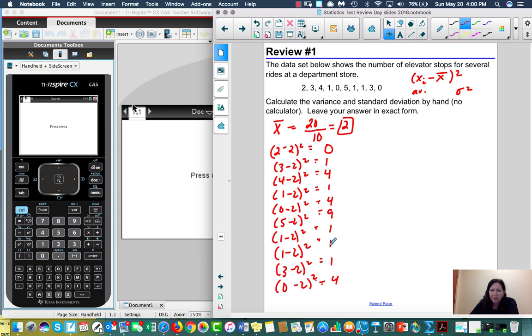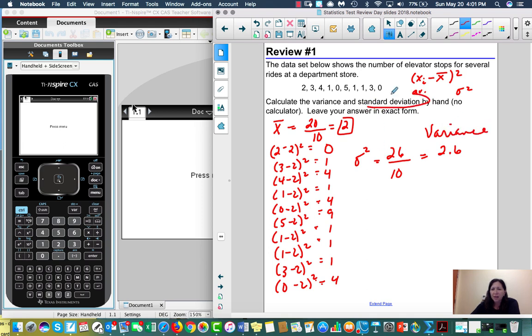So let's add these up. We have 4, 5, 6, 7, 7 and 9 is 16, 20, 21, 25, 26. So I added all these up and I got 26. In order to find the variance, you take all these values and add them up, and then you divide by how many numbers you had, which is 10. So my variance is 2.6. Okay, so that's my variance.